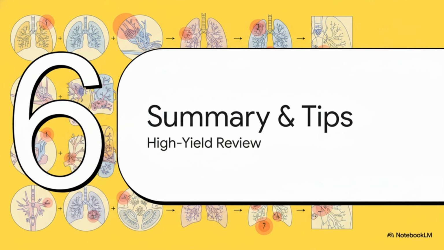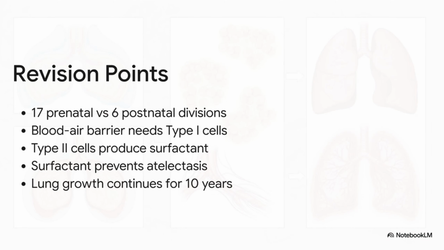Time for a high-yield review. All right, rapid fire time. Lock these 5 textbook concepts in for your exams. Number 1, macroscopic branching features, 17 prenatal divisions by month 6, but remember, it adds 6 more postnatally. Number 2, gas exchange depends completely on the blood-air barrier, which strictly requires those thick cuboidal cells to flatten out into thin type 1 epithelial cells.